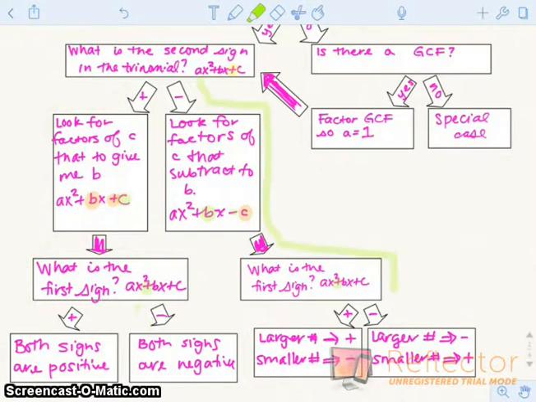If I go down the other path, so I'm looking for factors of c that subtract to give me b, the signs are going to be different. And the first sign tells me what the larger number is. So if the first sign is positive, my bigger number is positive. If the first sign is negative, my bigger number is negative.